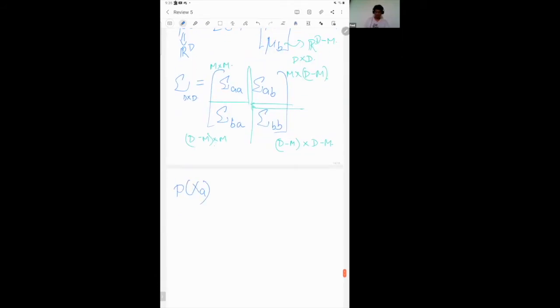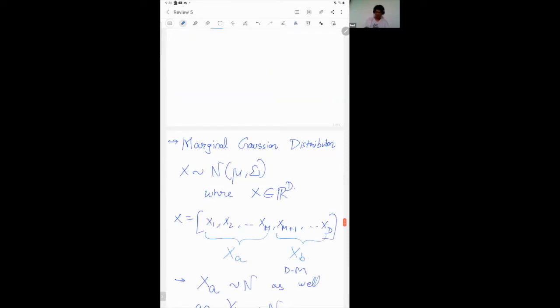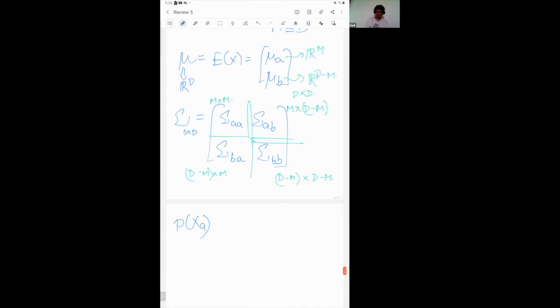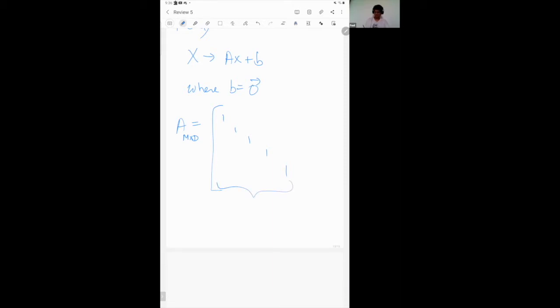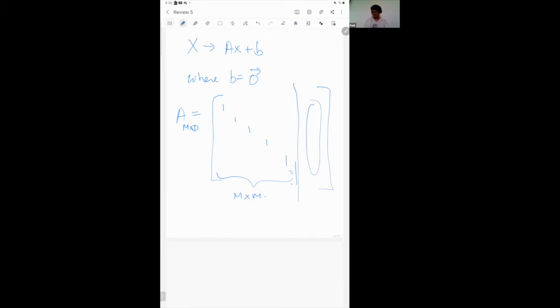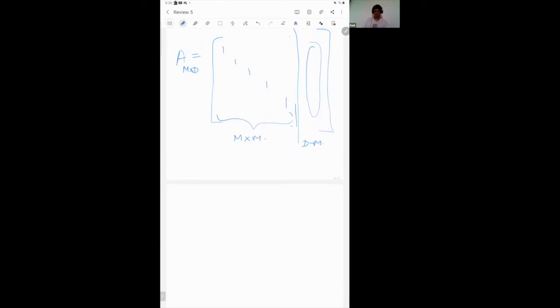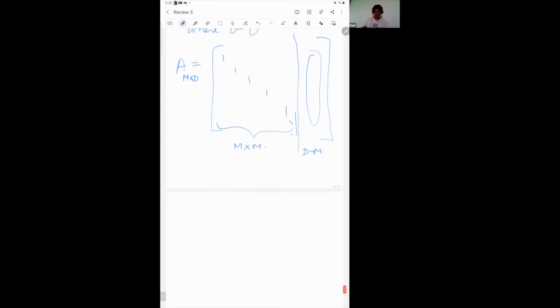We try to use the affine transformation that we saw previously, where we multiply x with that transformation to obtain xa. And that affine transformation is very simple. xa would be Ax plus b, where b is a zero vector, all zeros, and A is an m cross d matrix. We know m is less than d. So A is made of an m cross m identity matrix, and a d minus m dimension zero block. I hope you don't have any doubts in this.